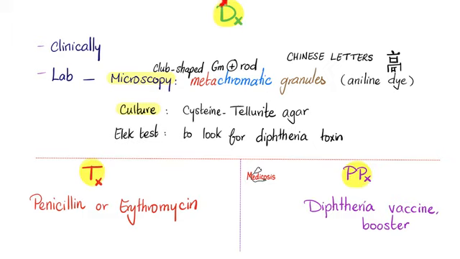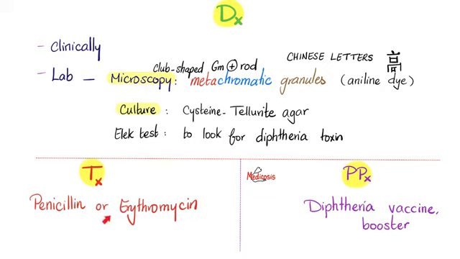We'll talk about it in more detail in the next video, but in brief, clinically is more important than labs. Just by observing signs and symptoms, you can say, I think the patient has diphtheria, and you should start treatment immediately. Lab-wise, microscopy shows the metachromatic granules, the pleomorphic rods that look like a club, arranged in Chinese letters. You can culture diphtheria using cysteine tellurite agar, and you can use the Elek test to look for the diphtheria toxin. Treatment-wise, penicillin or erythromycin.